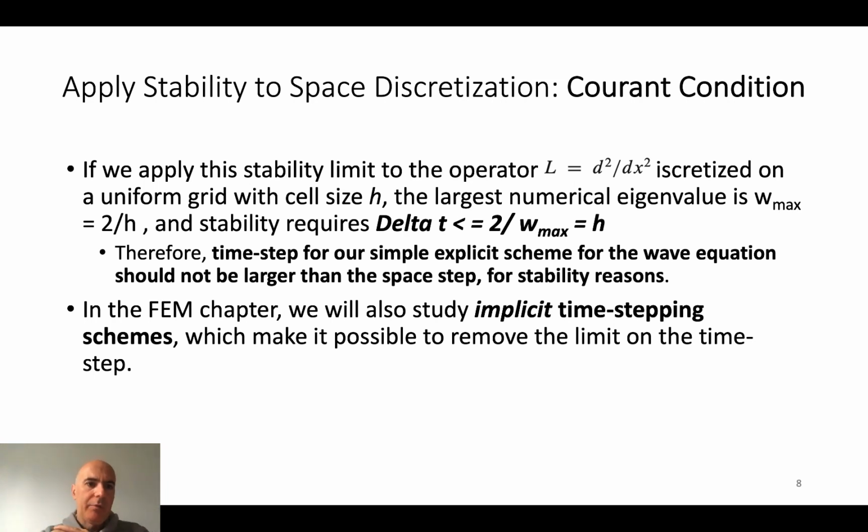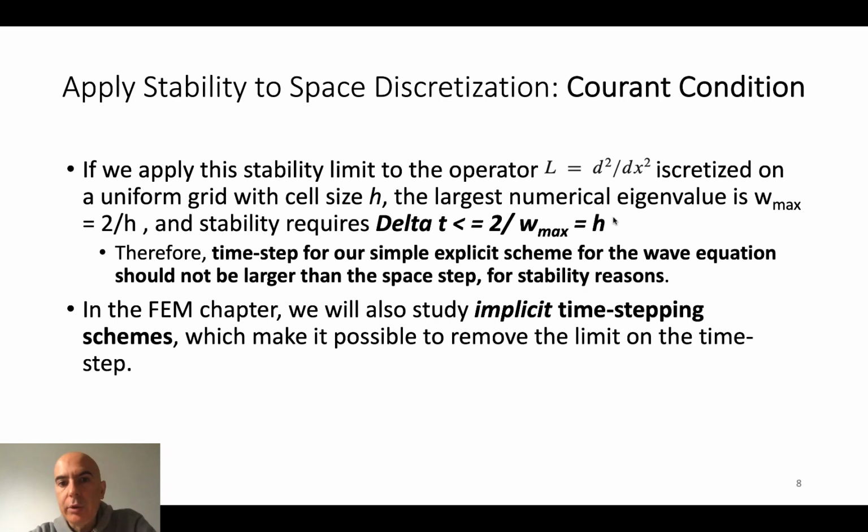We can also apply the stability limit to the spatial operator, for instance, the second order derivative in space, discretized on a uniform grid with the cell size h. So the largest numerical eigenvalue is going to be 2 over h, and the stability requires that delta t needs to be less than 2 over omega max. In this case, the omega max from the grid is 2 over h. That means that delta t must be less than h.